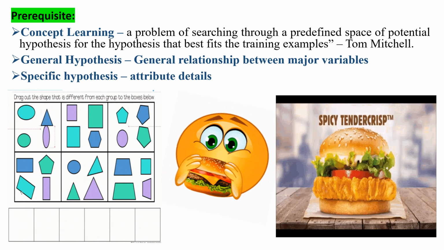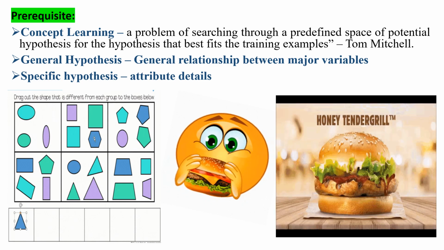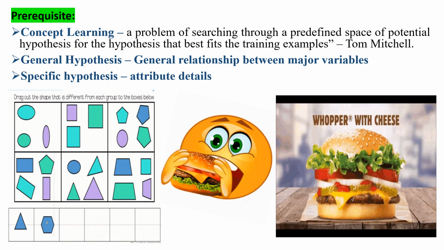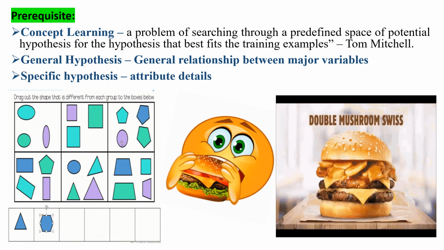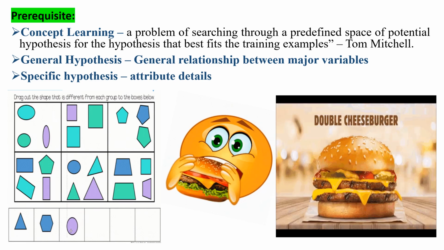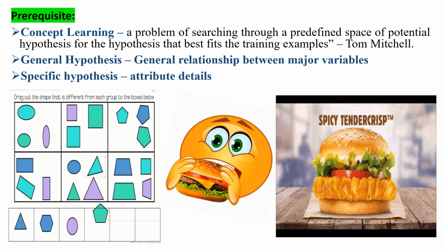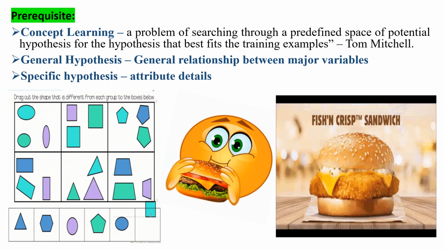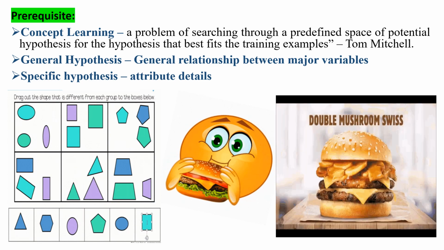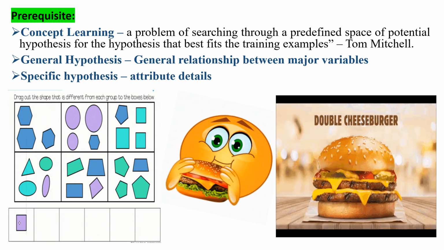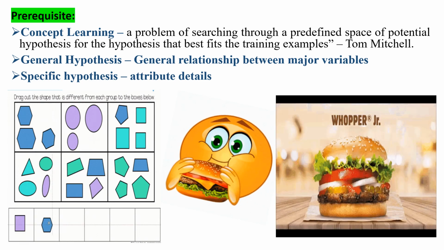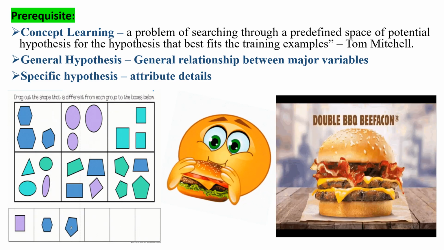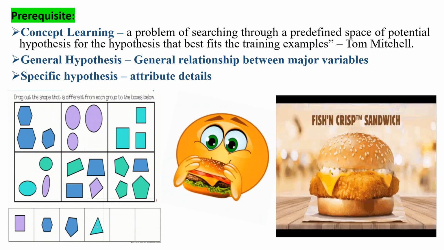We have two categories of hypothesis: the general hypothesis and the specific hypothesis. A general hypothesis explores the relationships between different variables in your data set. A specific hypothesis gives in-depth details about each and every attribute, and the values for that attribute are provided. That is the specific hypothesis.